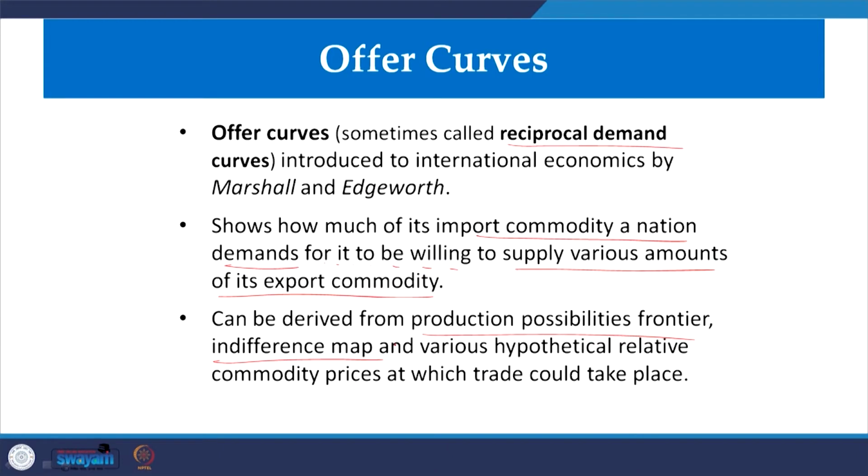instead of just one piece of information, commodity X demand or Y demand individually through demand and supply, which only captures partial information. Whereas if you include the PPF as well as the indifference curve map, and also various hypothetical relative commodity prices at which trade could take place, it will cover a holistic approach to understanding relative prices. Now, here it is presented in detail with two diagrams.